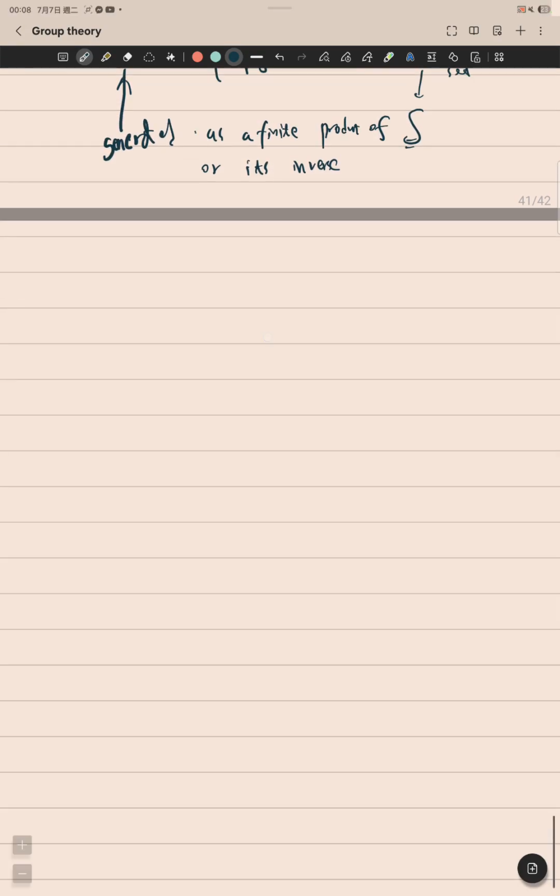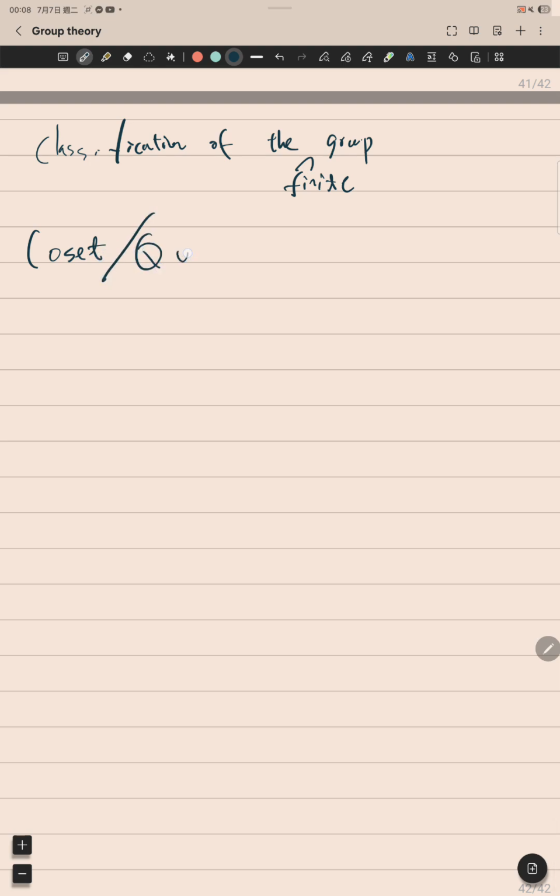Welcome, guys. So after we describe what a group and a subgroup are, and introduce a lot of examples, now we are going to the next topic, basically the classification of groups, or finite groups. To do this, we need various different tools, and the simplest and very important one is the coset and quotient group.